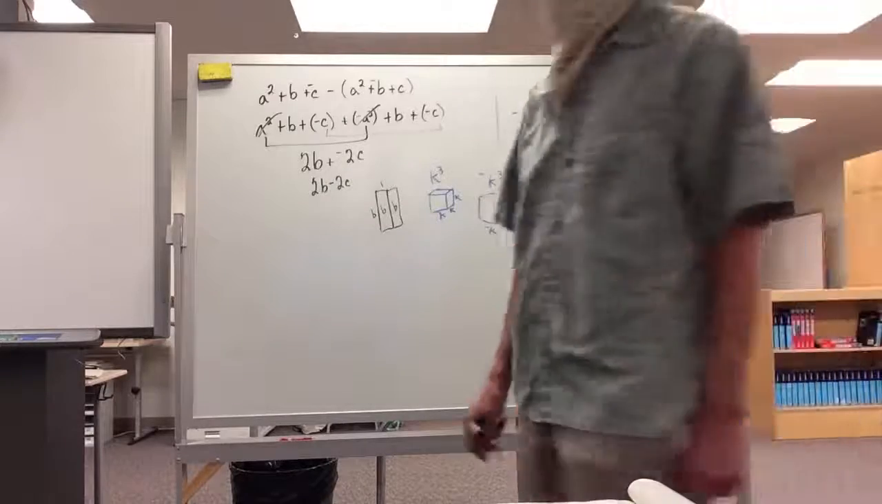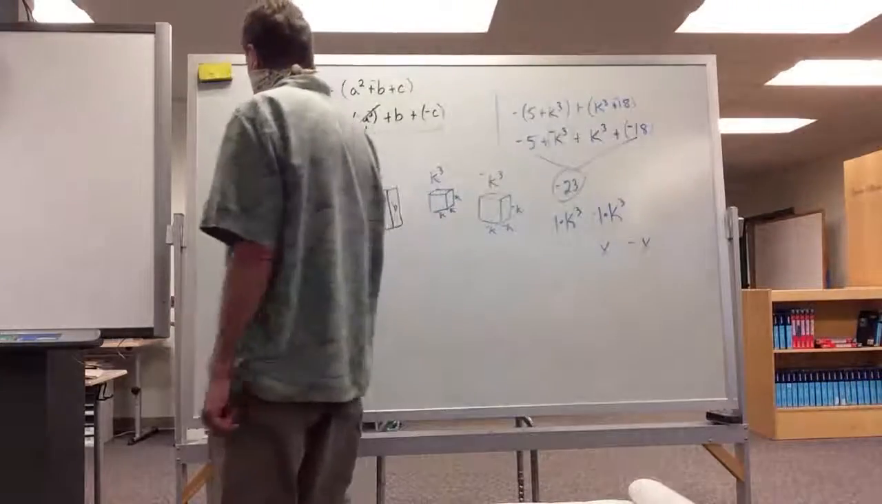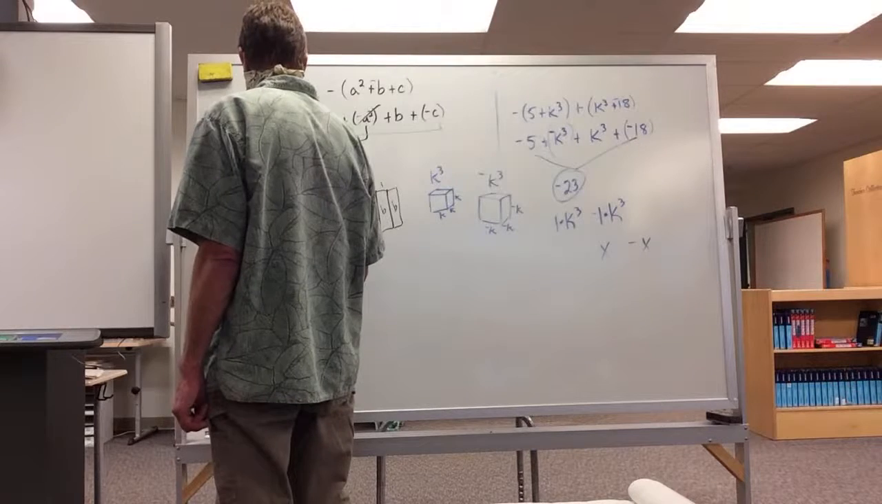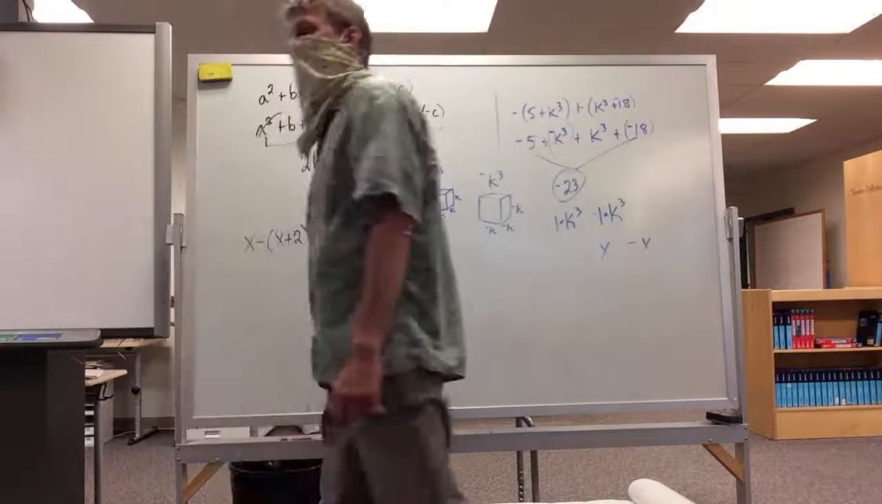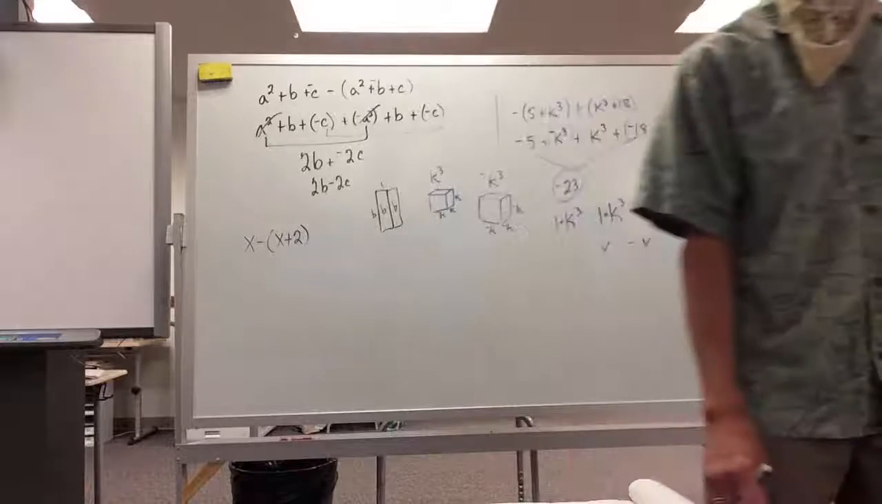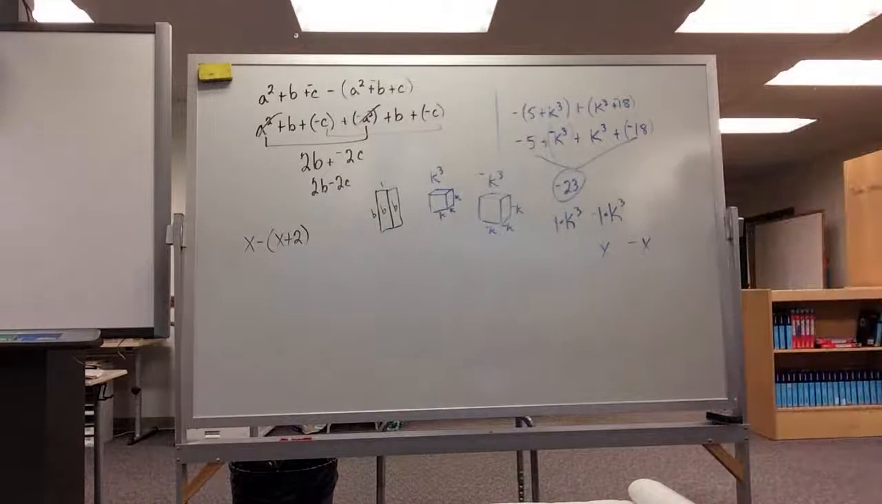Here, x minus the quantity x plus 2. So all we have to do is remove the parentheses. So what is this going to turn into?